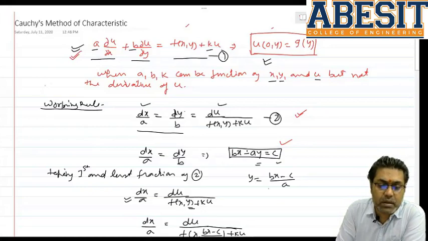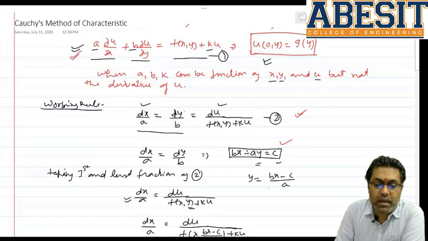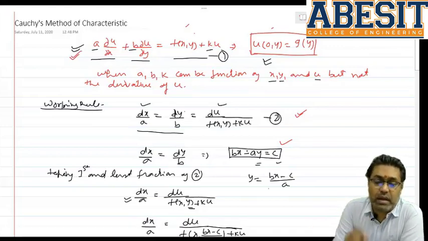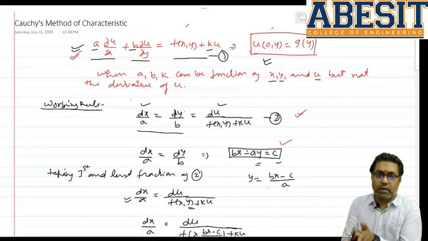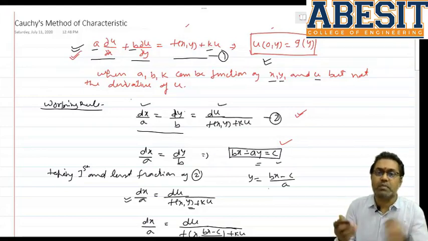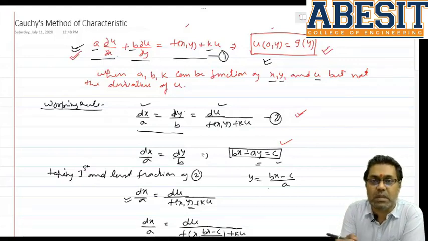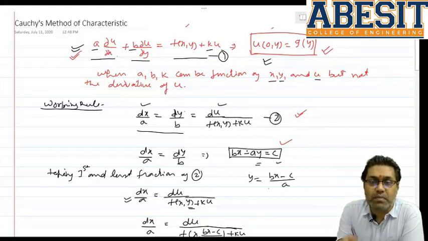Let us suppose this is an equation: a ∂u/∂x + b ∂u/∂y = f(x, y) + ku, where a, b and k are some constants or maybe functions of x, y, and u, but not derivatives of u. So you will not get any function of ∂u over ∂something. This is only a function of x, y, u or some constant, with this initial condition. So this is the whole equation with this initial condition. We can solve this type of equation with the help of our Cauchy method of characteristics.